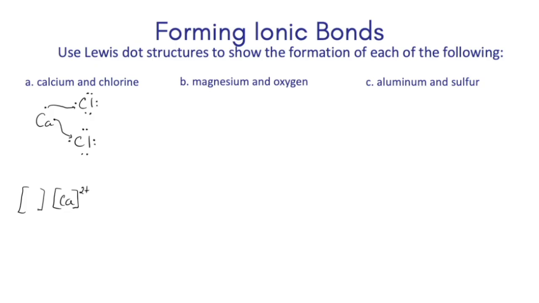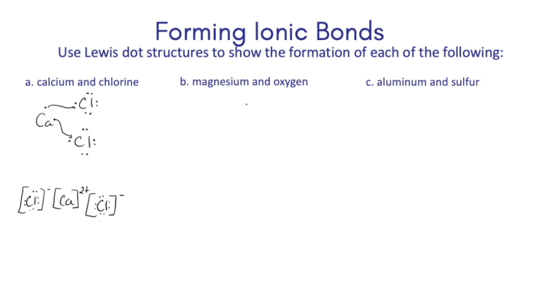and then we're going to write each of our chlorines with all of the electrons to show the full Lewis dot structure for that ion, because the ions have gained electrons for nonmetals and the metal has given away its electrons. This is how we represent the ionic bond formed between calcium and chlorine.